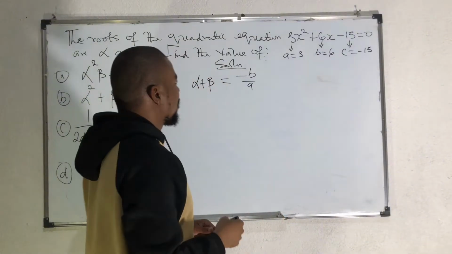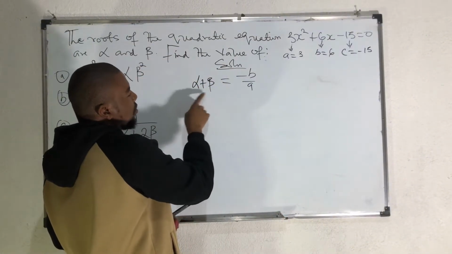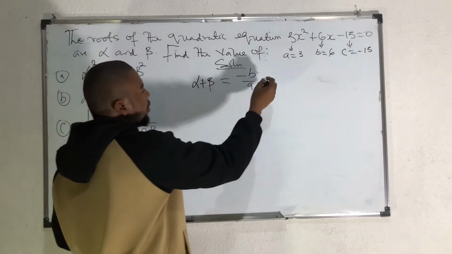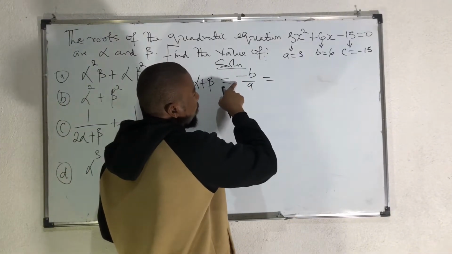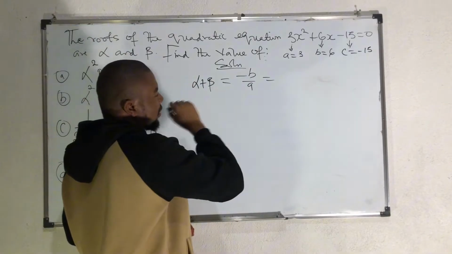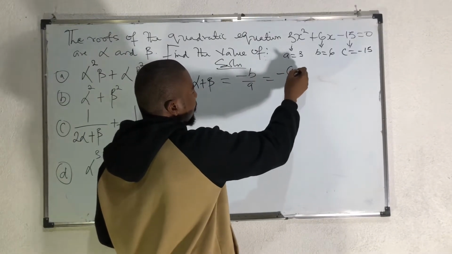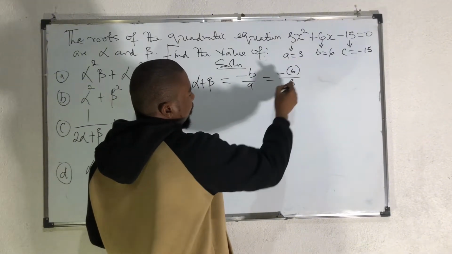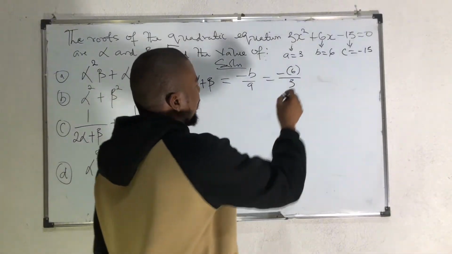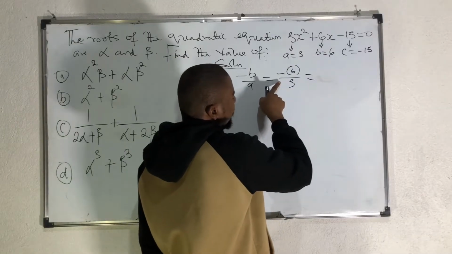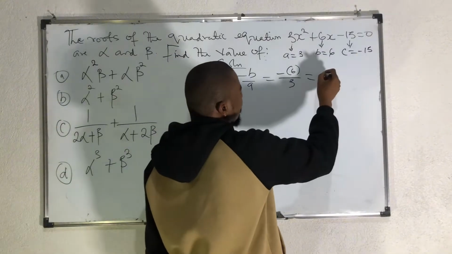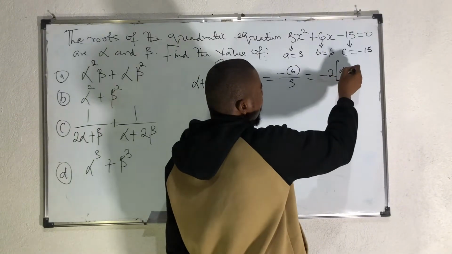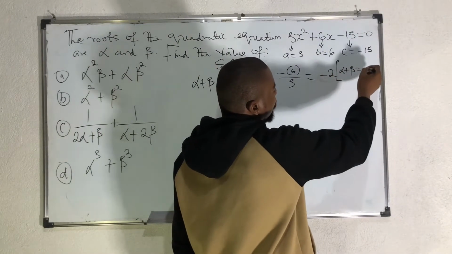With this, right now, we can find the sum of our roots. This is -b/a, which is the formula. We say this is equal to, our b is 6, so minus 6 over, our a is 3. I'm going to write a 3 here. This is equal to -6 divided by 3, which gives you -2. Hence, we have that our alpha plus beta is equal to -2.